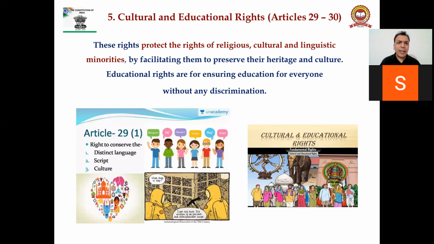Fifth is cultural and educational right. So Article 29-30, this right protects the right of religious, cultural and linguistic minorities by facilitating them to preserve their heritage and culture, right? This article saves the right of minorities in relation to their heritage and culture. Educational rights are for ensuring education for everyone without any discrimination, right?